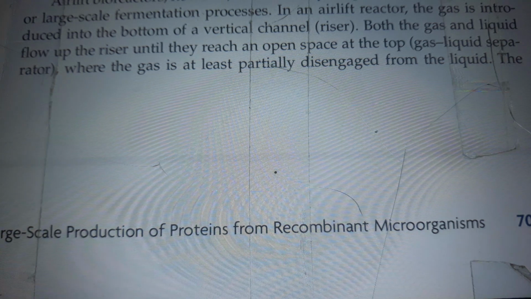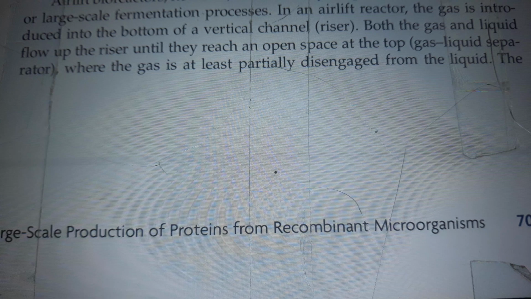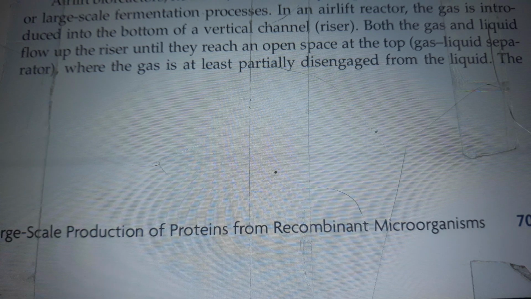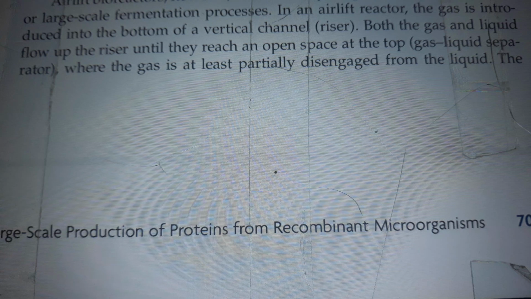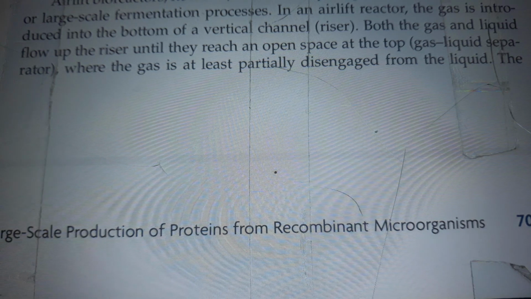In an airlift reactor, the gas is introduced into a vertical channel, the riser. Both the gas and liquid flow up the riser until they reach an open space at the top, the gas-liquid separator, where the gas is at least partially disengaged from the liquid.